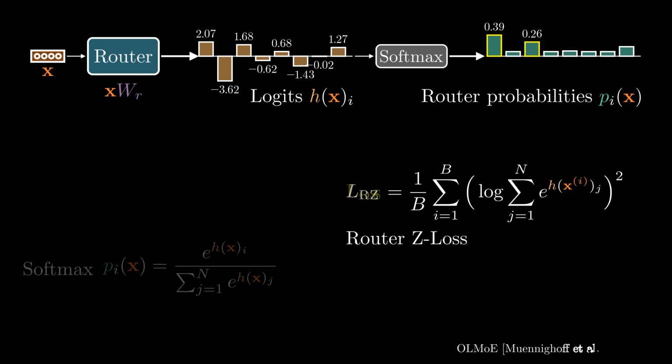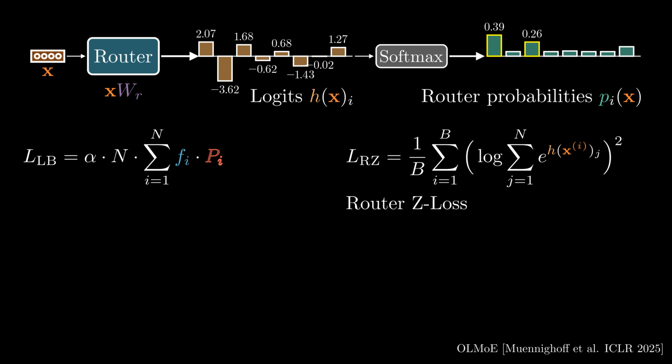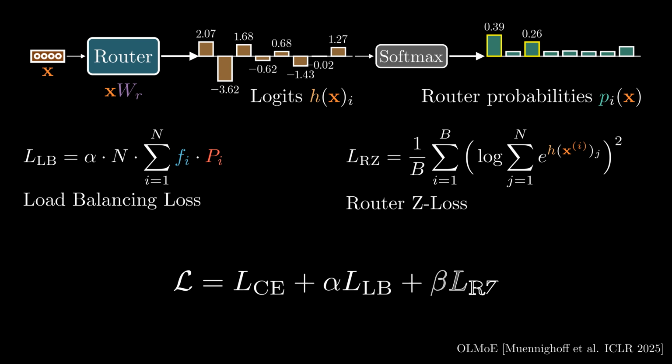The router z-loss, together with the load balancing loss, are the two important design choices for state-of-the-art mixture of expert models. The training involves the standard cross-entropy loss for next token prediction and these two regularization losses.